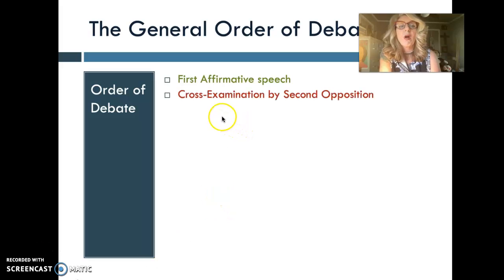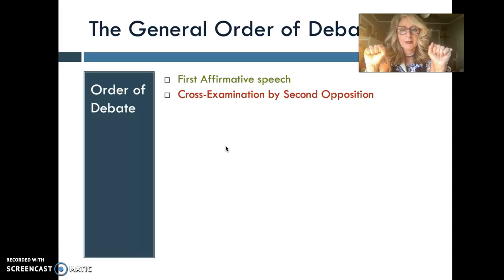Then the cross-examination is by the second opposition. Let's say, and I'm just going to make these names up, Jack and Jane are on the affirmative. Got it? Jack and Jane are affirmative. And then we've got Sam and Shelley on the opposition, or the negative. Whoever speaks first, if Jane introduces the argument, she becomes first affirmative. She remains first affirmative.